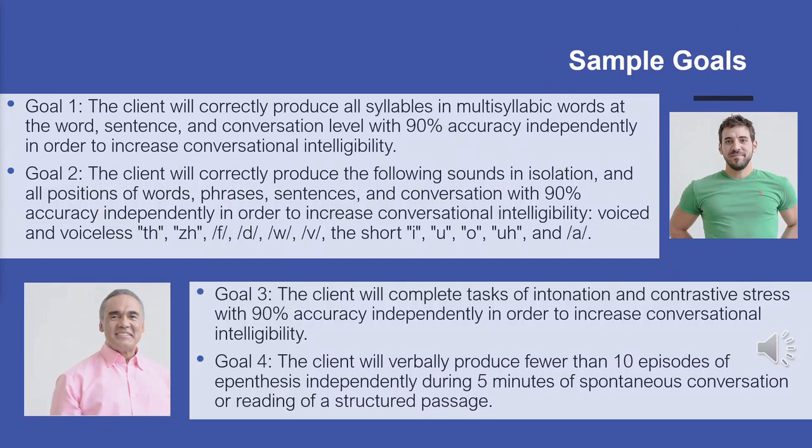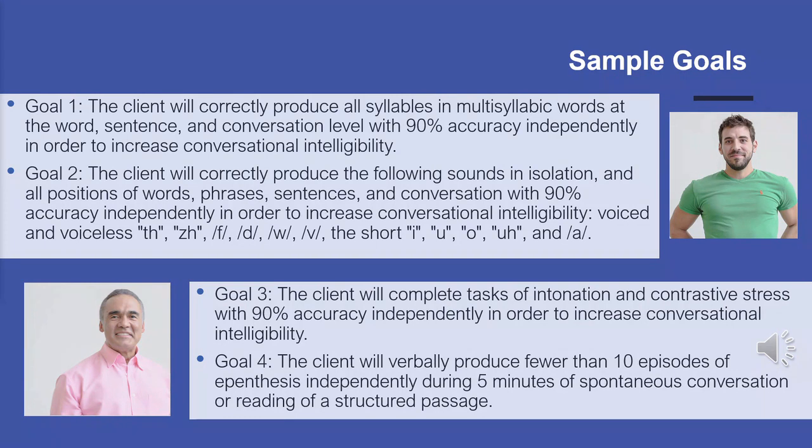On this slide, we have some examples of 4 different goals you may see in accent modification therapy. These are not from the same clients, nor are they from speakers of the same language, but are just here as examples for you to consider when thinking about targeted treatment. The first goal is specific to multisyllabic word production and uses all levels of production, from words to sentences to conversational speech. This type of goal would be for a very advanced client.